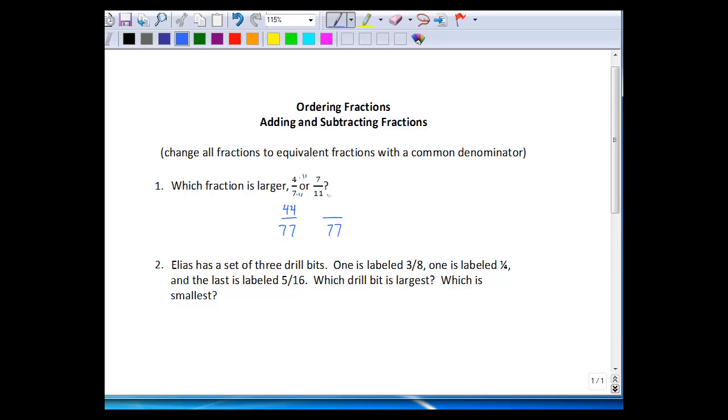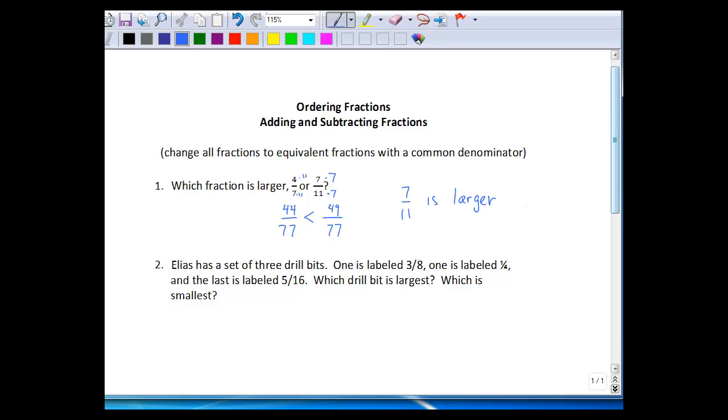And then this one over here, to turn the 11 into a 77, I need to multiply by 7. So that one's 49/77. So this second fraction here is larger. And 49/77 came from 7/11. So 7/11 is larger.